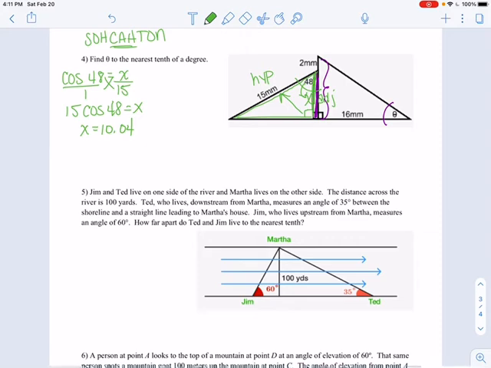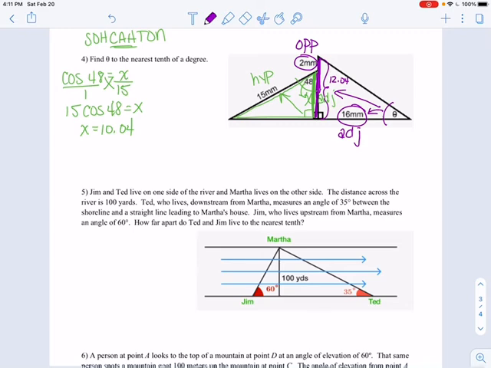Now that 10.04 represents that green piece of that triangle right here that I'm kind of double highlighting there. If I can find the entire length here, then I can concentrate on that purple triangle. So all I'm going to do is take that 10.04 and add that 2 millimeters to it to get 12.04 for the entire side of that triangle now. With relation to theta, that 12.04 is going to be the side that's directly opposite, and your side here, that 16, is going to be the side adjacent.